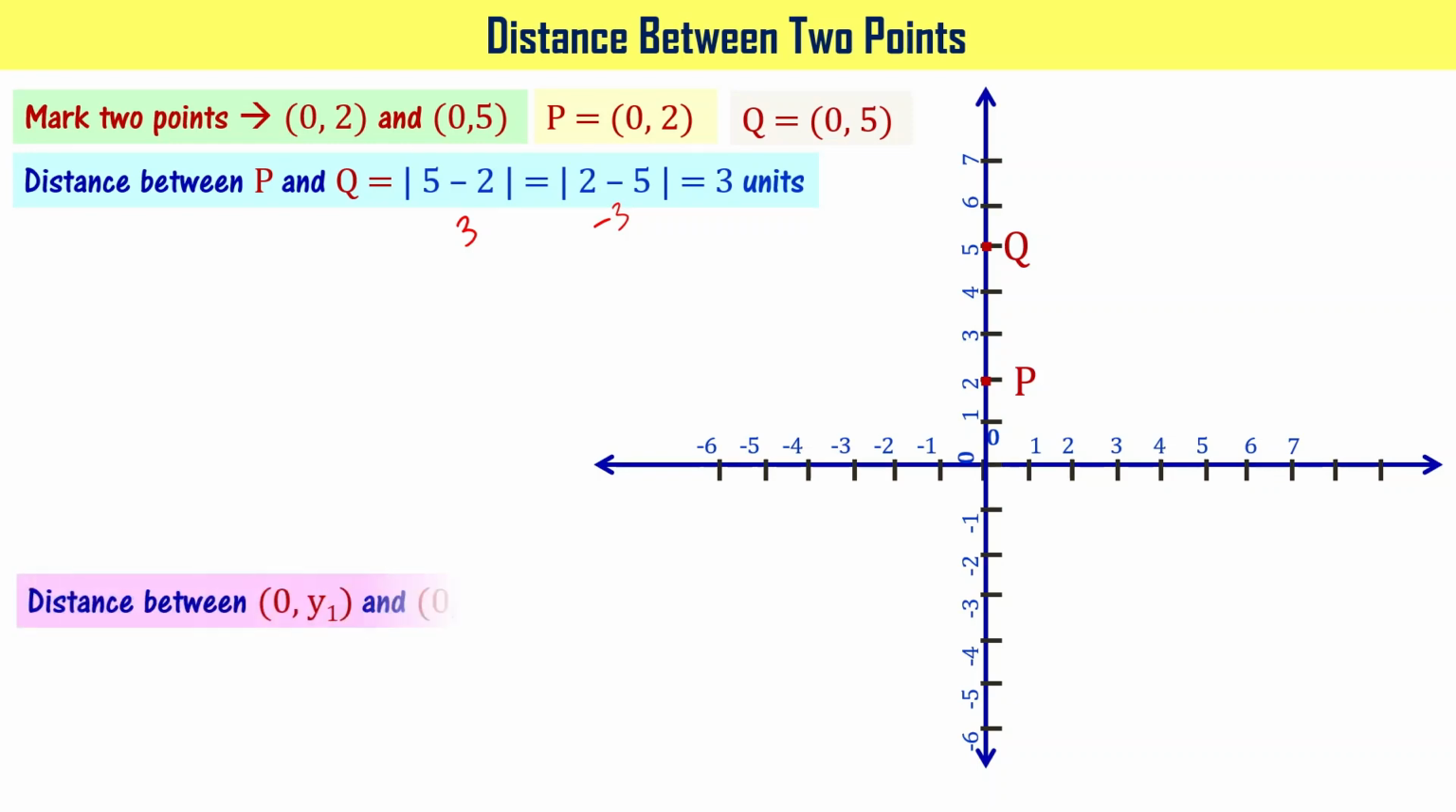So to write the formula, distance between 0 comma y1 and 0 comma y2 is equal to modulus of y1 minus y2. You can write it as modulus of y2 minus y1 also. Doesn't matter.